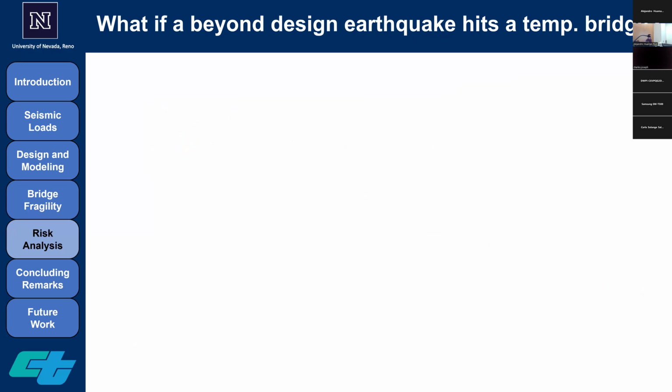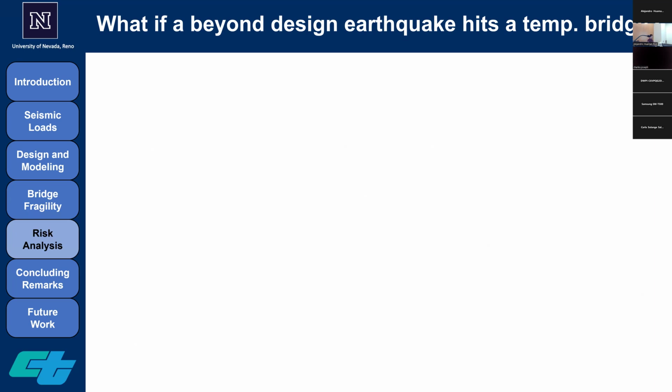So this was the first step. The second step is, what happens if a beyond design earthquake hits our temporary bridge? So what is a beyond design earthquake? We were talking about a 100-year return period and a 200-year return period, but for ordinary bridges, we are talking about 975 years or even 500 years, depending on the case. So in this step, we are checking what happens if we design a bridge based on 100-year or 200-year, and a 500-year earthquake hits the bridge.